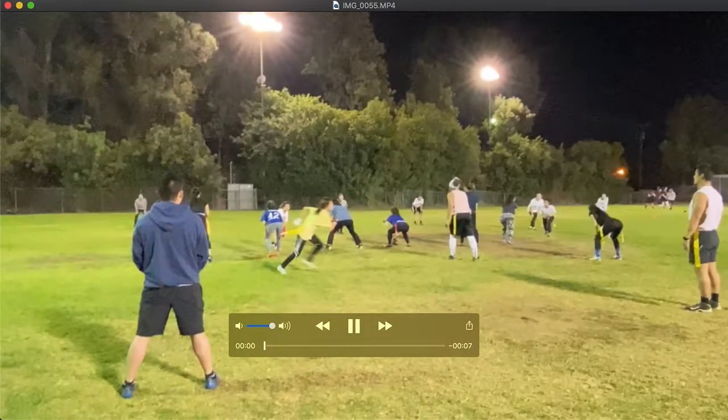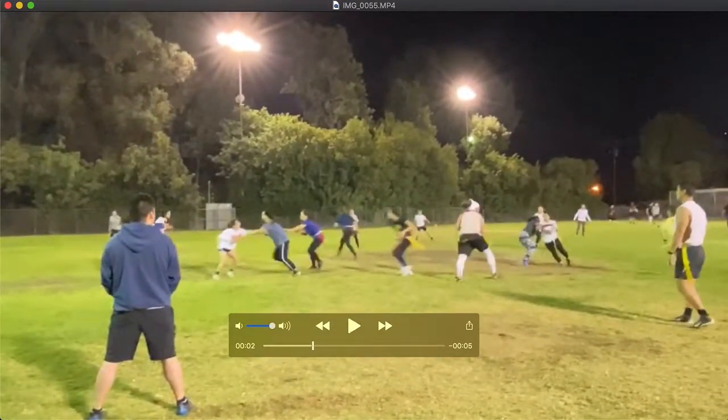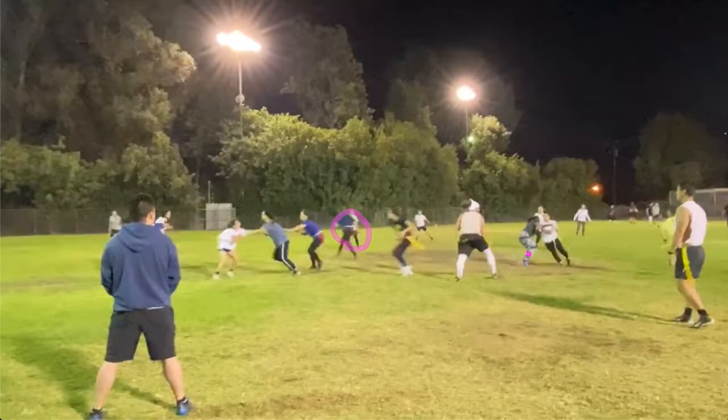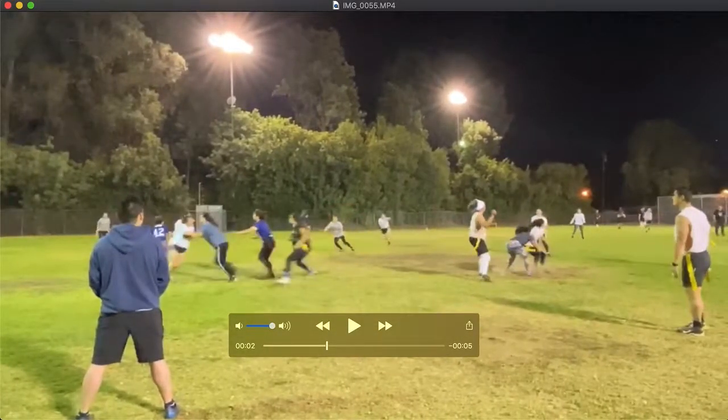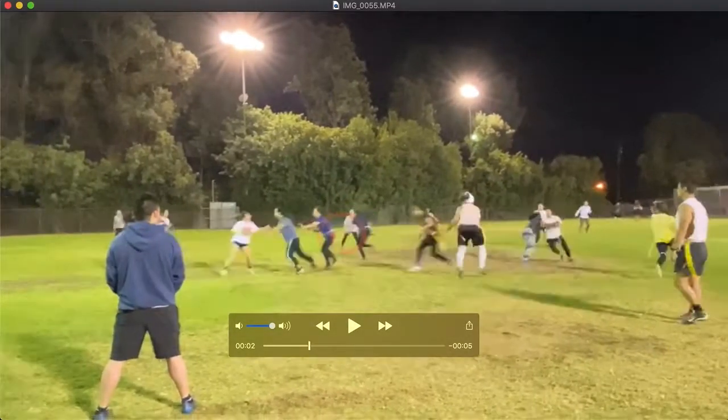So you see here, if you look at the defense, they really don't know what's going on. They're just waiting, except for these two. Everyone still doesn't know what's going on. And Victoria already has 3 steps on this middle linebacker by the time she realizes who has the ball.